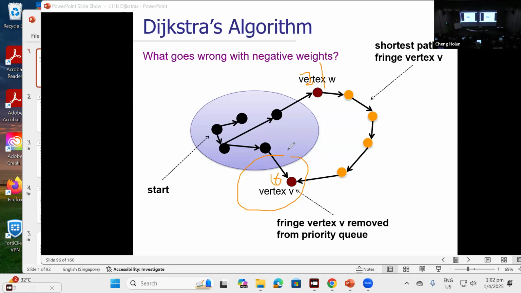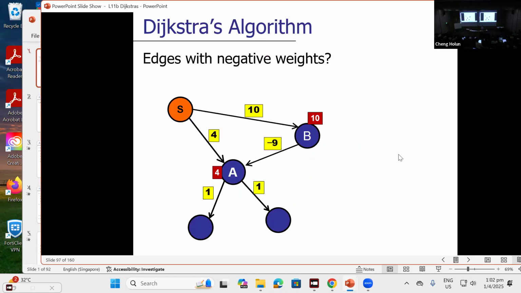But that is based on the argument that all the orange, the yellow nodes have positive edges. What if one of the edges here is minus 100? I can totally destroy the argument. I cannot maintain the argument because this yellow edge may produce another shorter path to V now. Dequeuing V now is so-called not safe at all. Okay, so the negative edge will destroy the whole argument. Dijkstra won't work in that way.